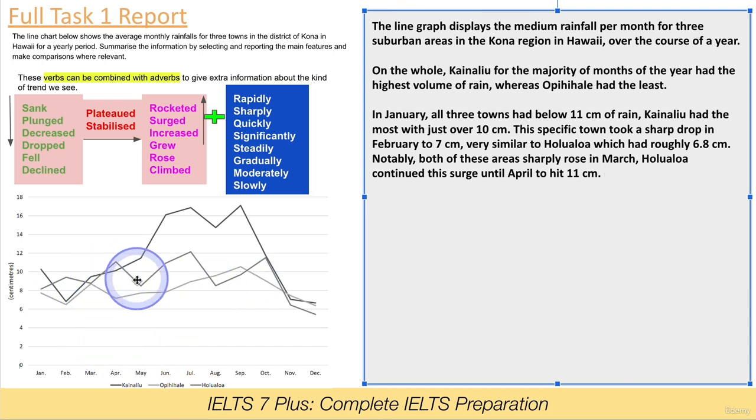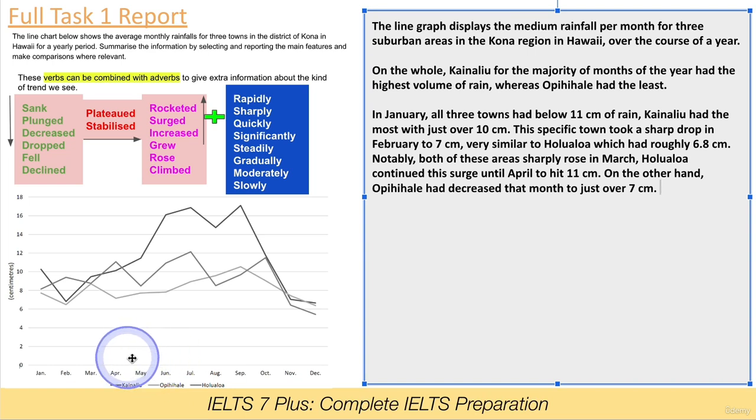So on the other hand, Opihihale had decreased this month to just over 7 centimeters. Okay. Right, let's just tie this up. We've got 2 more months in this grouping. So we could talk about Holualoa, then maybe decreasing and then increasing again. That's quite dramatic.